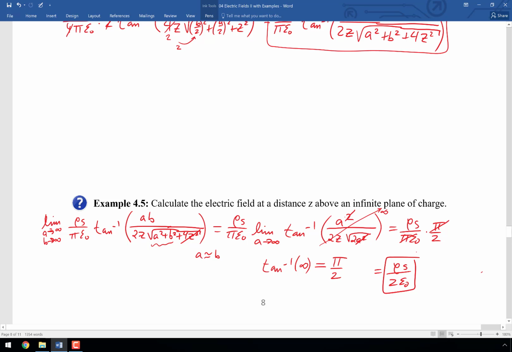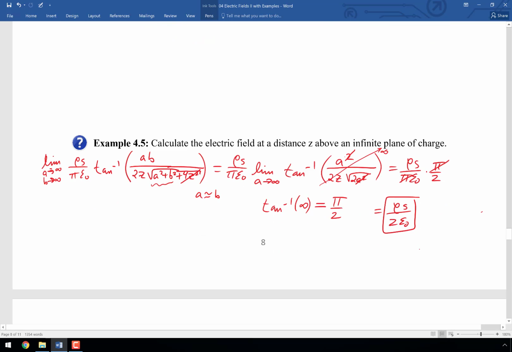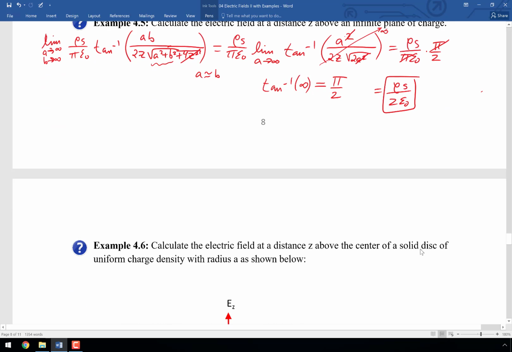So let's remember that if we're any distance away from an infinite plane of charge, the electric field is going to be rho sub s over 2 epsilon 0. Very interestingly, it doesn't depend on how far away you are from the infinite plane of charge. So there is no rho in that calculation.